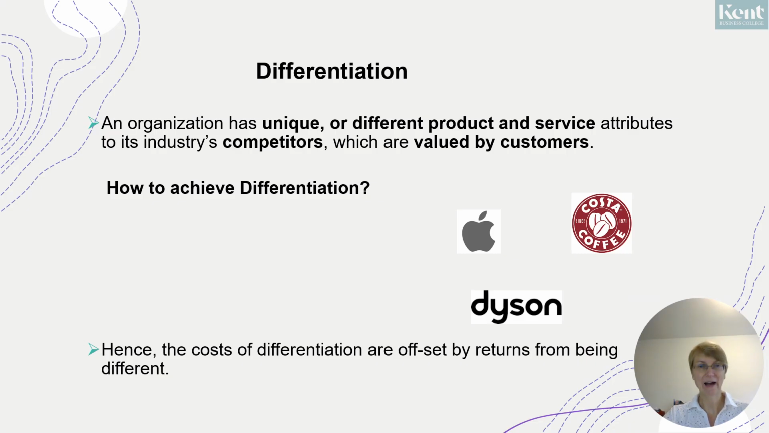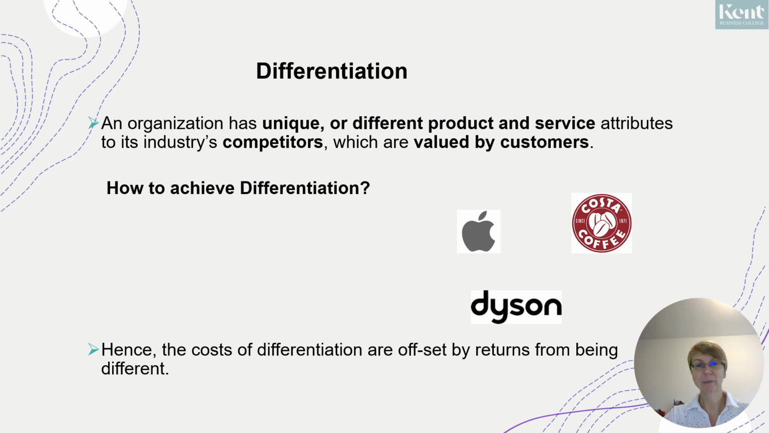Let's look at the other strategy that Porter suggests, and that is called differentiation. So it's not to be confused with diversification. That was one of the growth strategies, if you remember. Here, differentiation is about being different, by offering unique attributes as part of the product or the service that are not offered by competitors, but that are valued by customers.